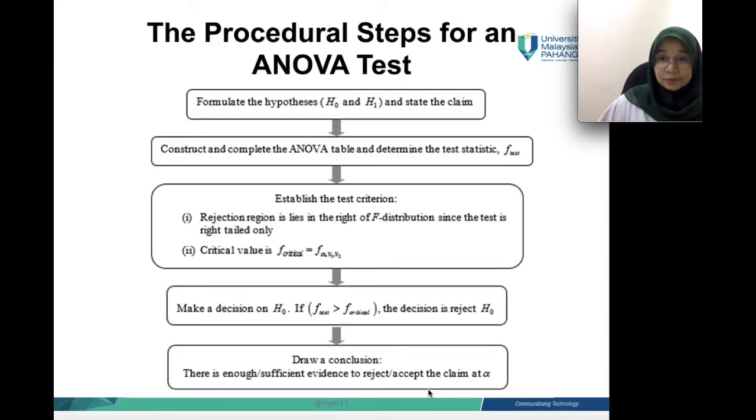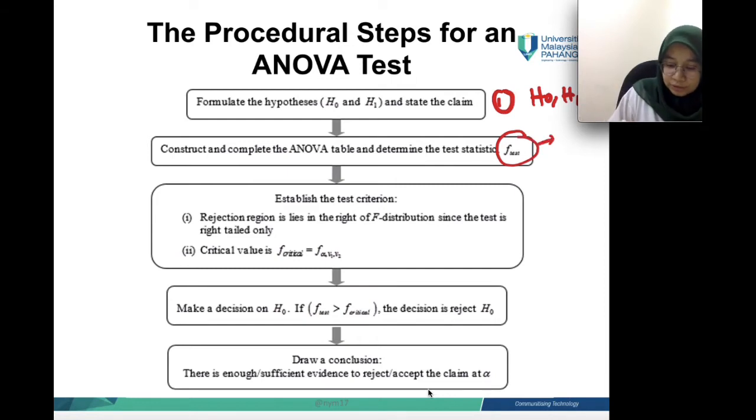So these are the procedures to conduct the ANOVA using hypothesis testing. Step number 1, as usual, you must have your H null and H1. Step number 2, you want to find the test statistic. In ANOVA, the test statistic is only the F test. In order to get this F test, you have to construct the ANOVA table.